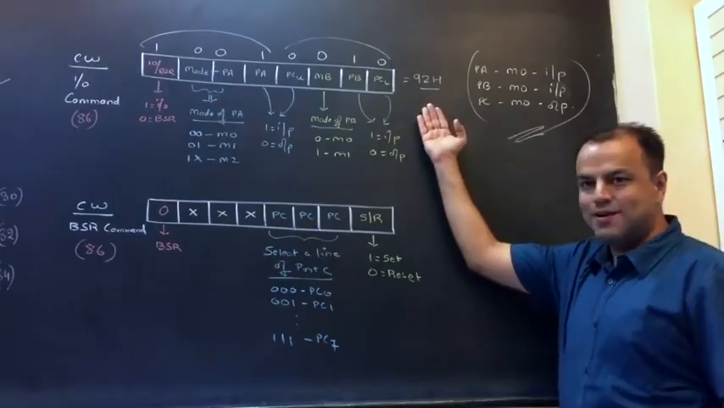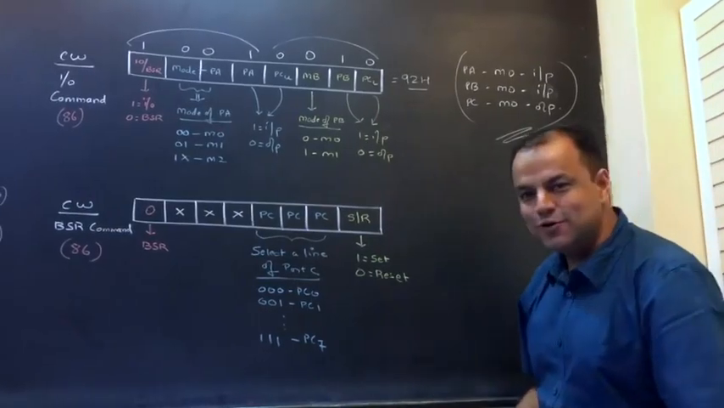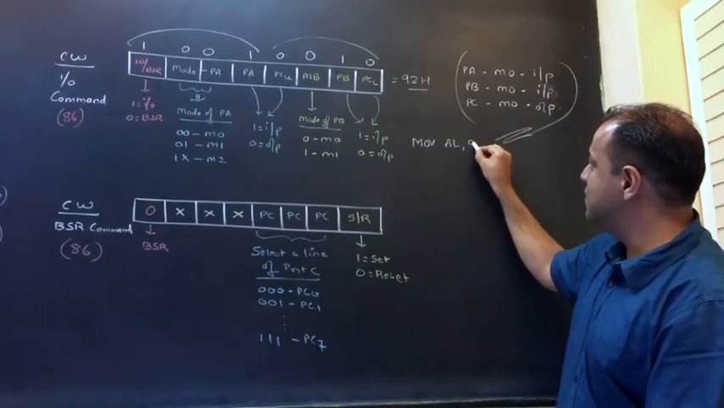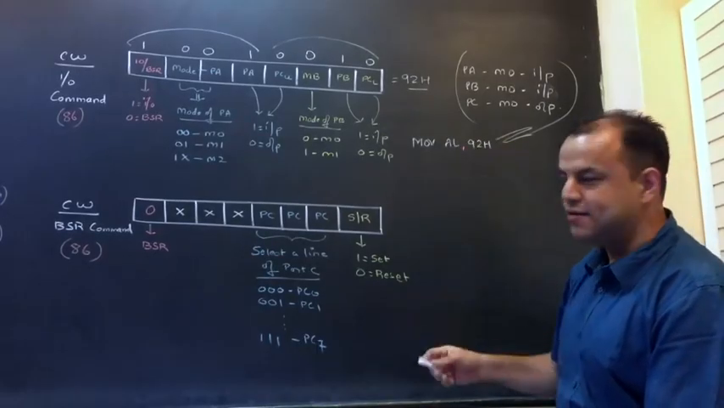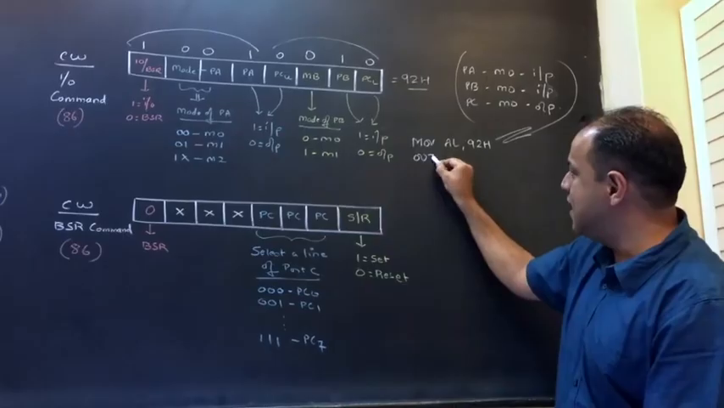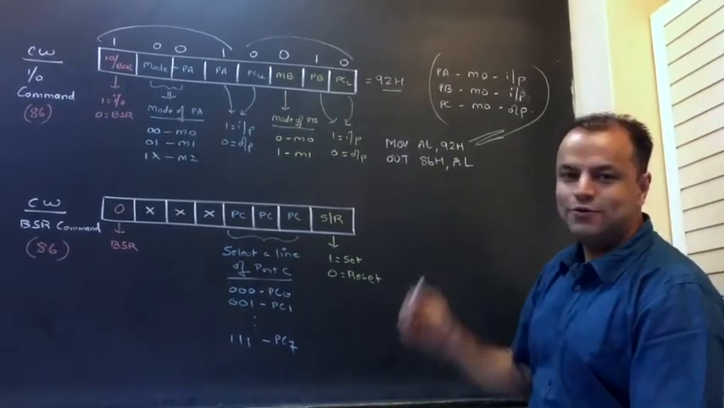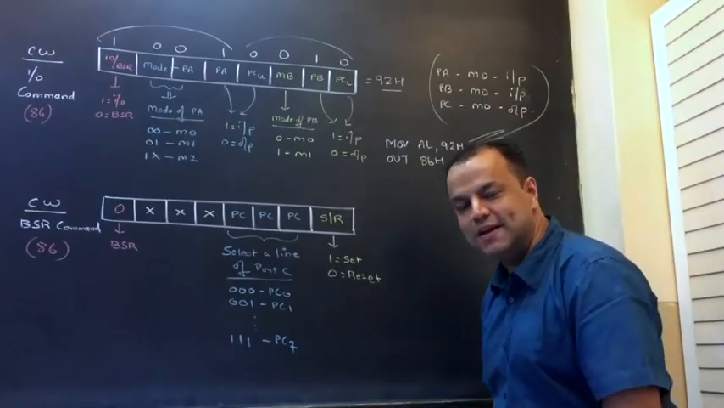Now once you form the command like 92, this is how you give the command. MOV AL, 92H: put the command in a register like AL and output it at the address 86. This is how you give it in 8086 if you're using an 8086 processor.